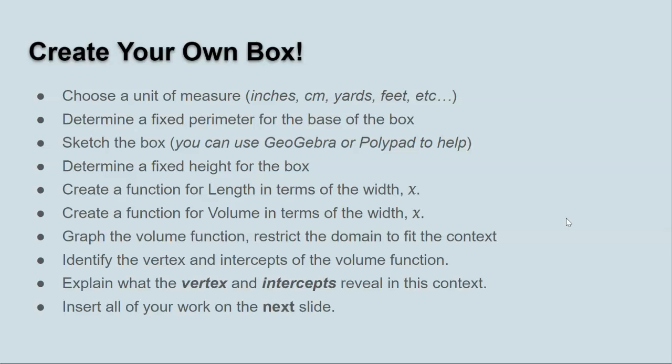Determine a fixed height for their box. Create a function for the length in terms of the width, and create another function for the volume in terms of the width. And then graph the volume function. Restrict the domain to fit this context. So you don't want a negative volume anywhere. You want to make sure you stay in the first quadrant. Identify the vertex and the intercepts of the volume function and explain what they reveal in this context.